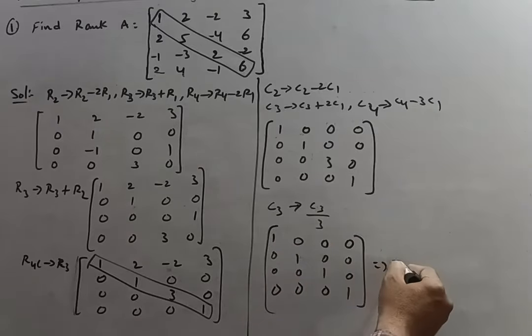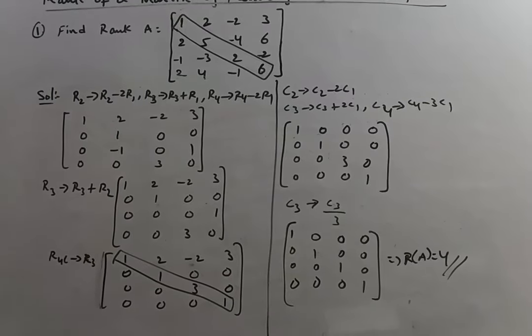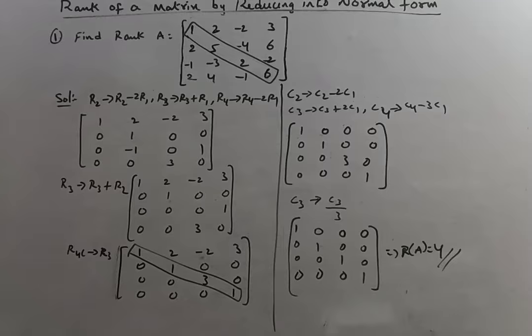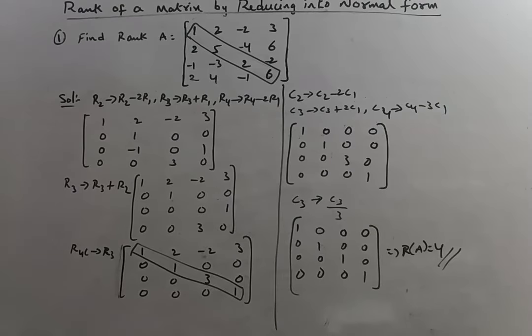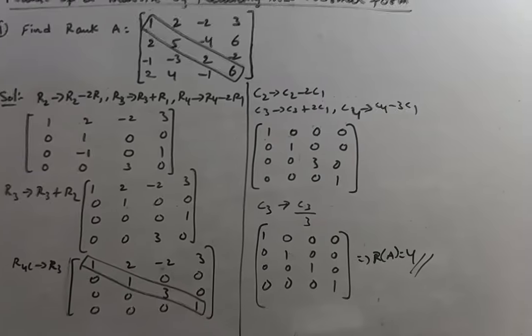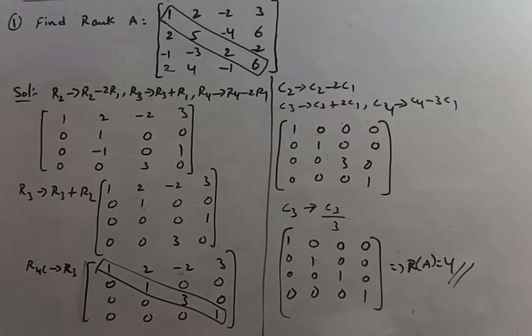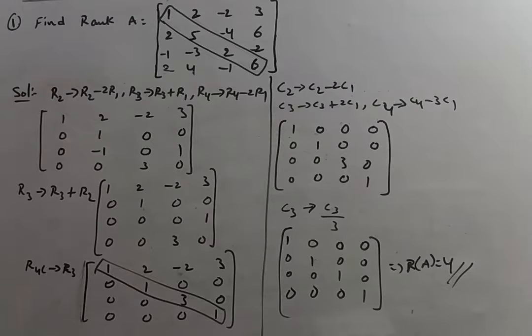So what is the rank of A? So rank of A is equal to how much, ma? 4. 4 non-zero rows are there. So rank of matrix is how much? 4. So like that, you have to perform the row operations and column operations to convert a given matrix into echelon form. Clear? Okay. So we'll see another problem, so you will understand more clearly.